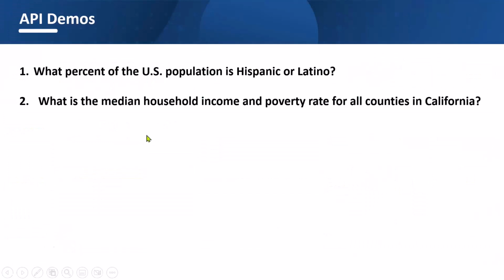So that's that one. The next one I want to show you is what is the median household income and poverty rate for all counties in California. I chose this one because it's multiple variables, it's more than one, and it's for multiple geographies.